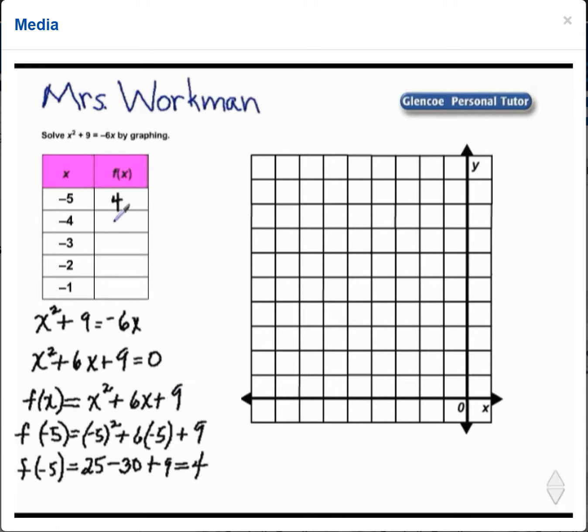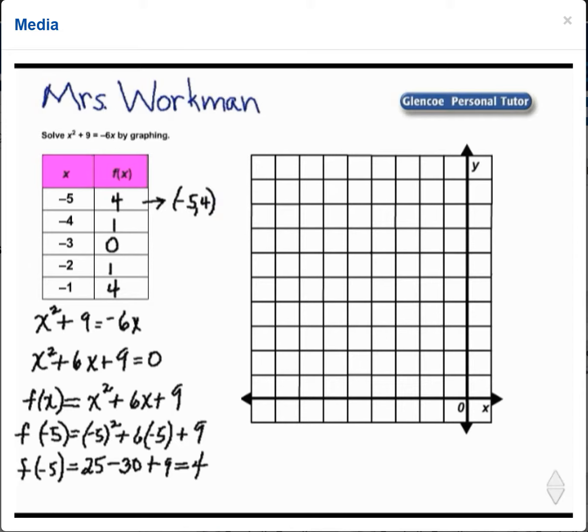When x is negative 4, y is 1. When x is negative 3, y is 0. When x is negative 2, y is 1, or f of x is 1. And when x is negative 1, f of negative 1 is 4. So now we have those ordered pairs. It would look like that.